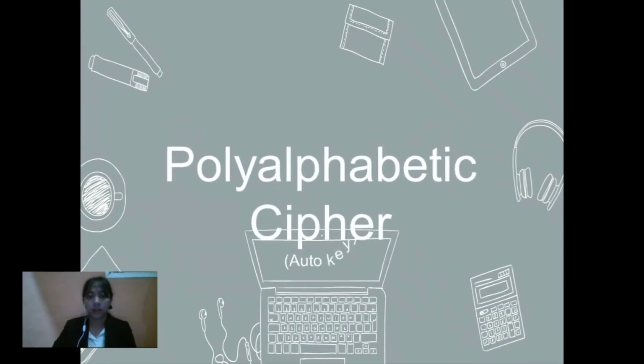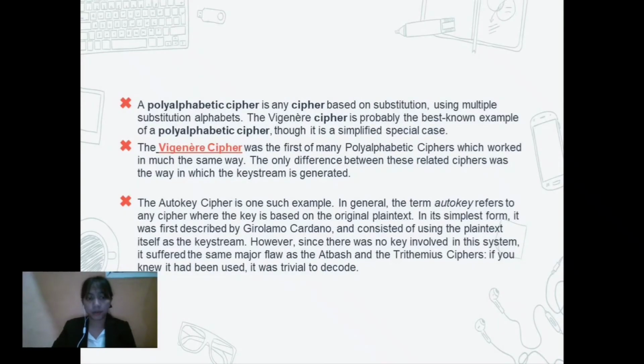So, some deeper information about the polyalphabetic cipher. A polyalphabetic cipher is any cipher based on substitution using multiple substitution alphabets. The Vigenère cipher is probably the best known example of a polyalphabetic cipher, though it is a simplified special case. The Vigenère cipher was the first of many polyalphabetic ciphers which worked in much the same way. The only difference between these related ciphers was the way in which the key stream is generated.